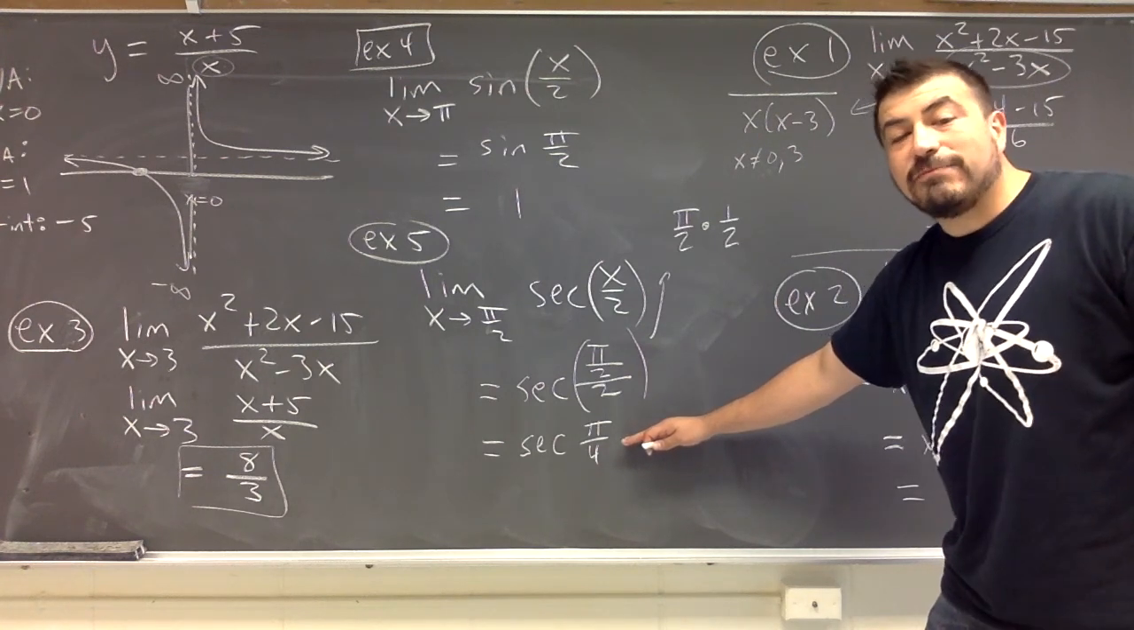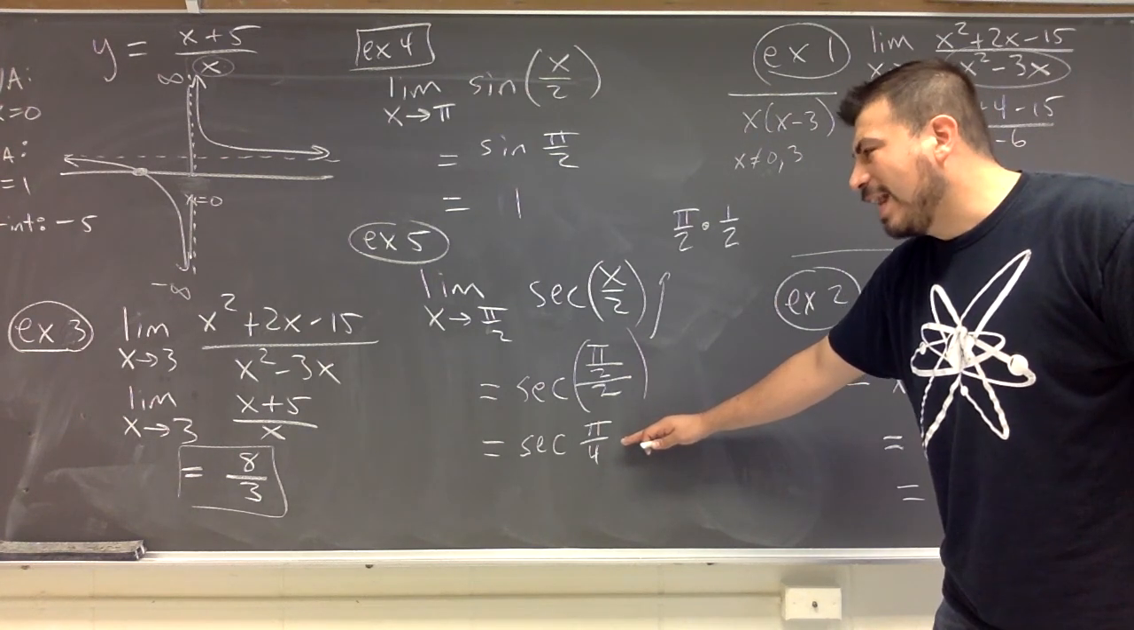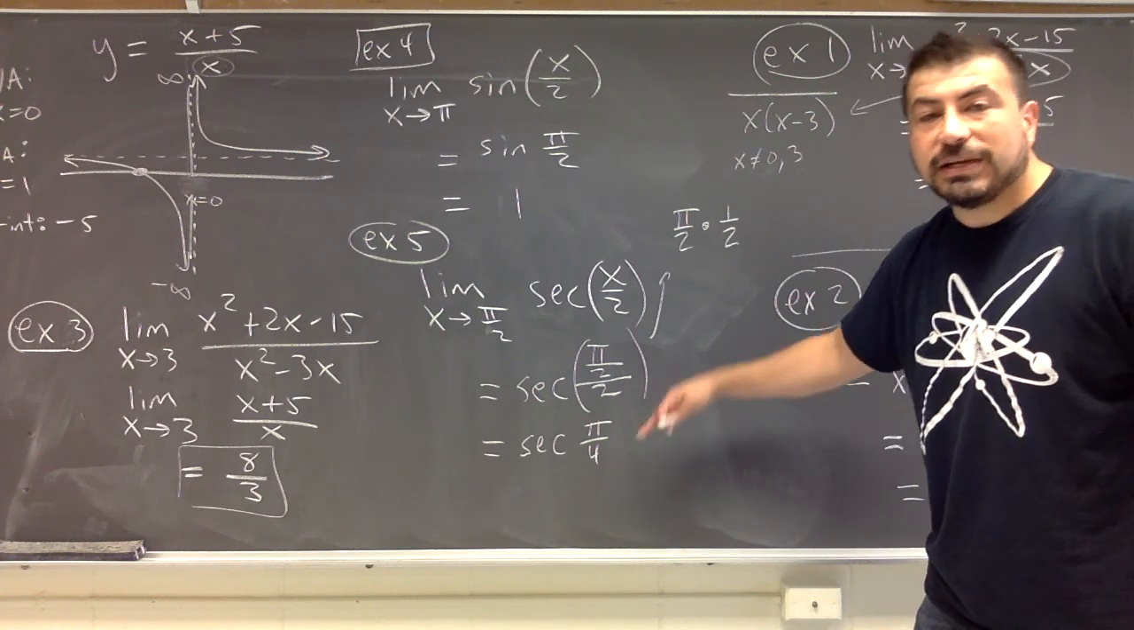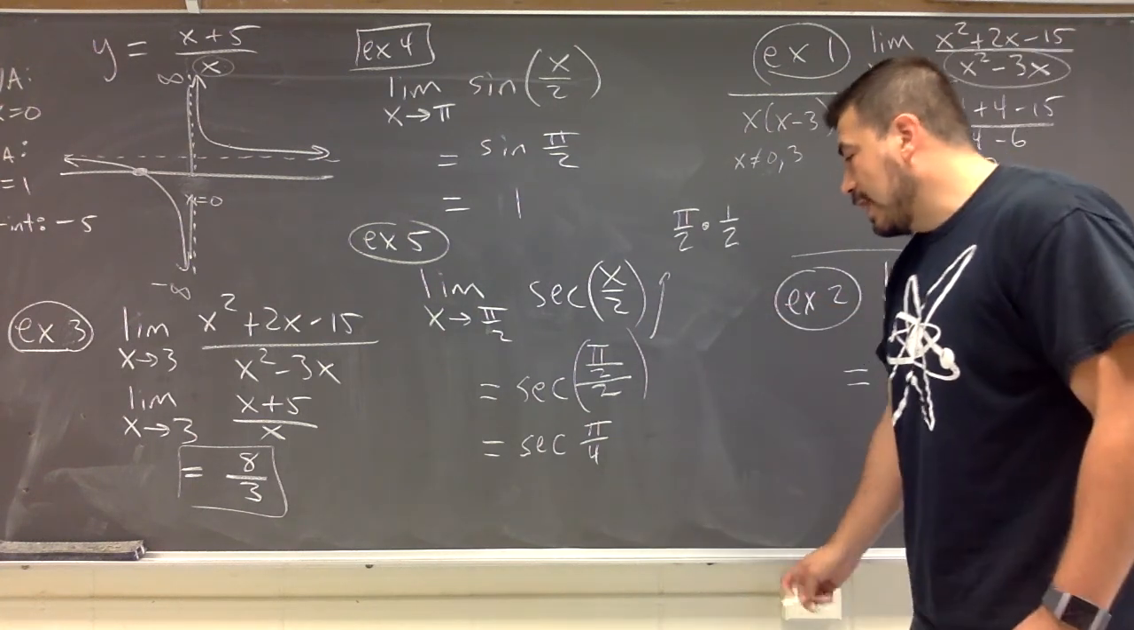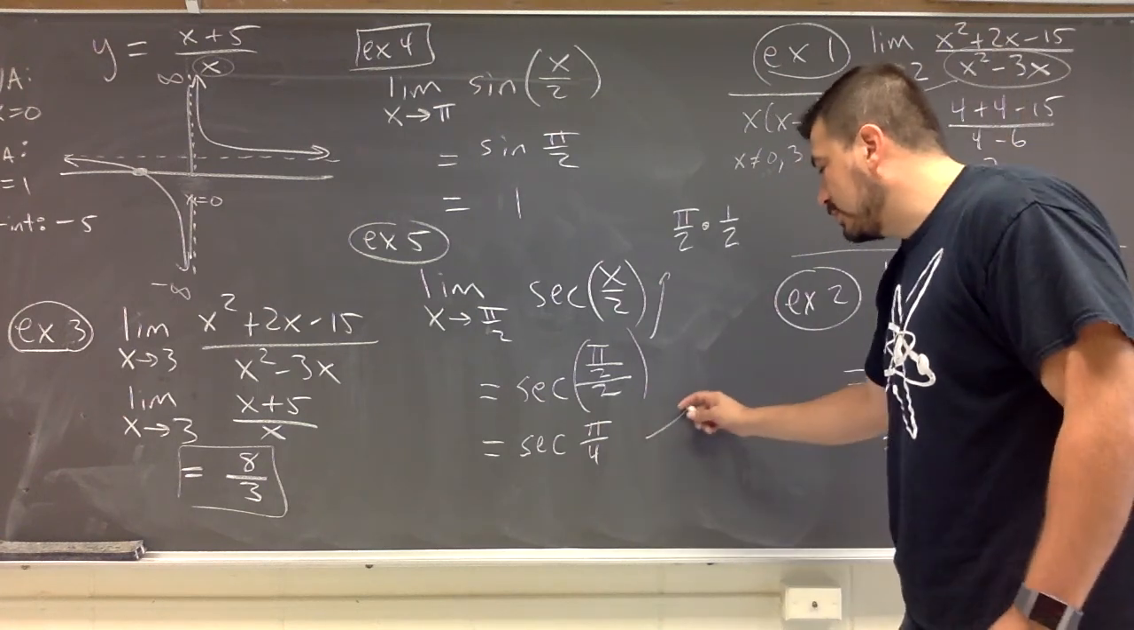Okay? So now the question is, can we figure this out? Because if we can, then we're done. That's our answer. If not, if it doesn't exist or something like that, then we're going to have to think things over again. So pi over 4, I know the coordinates, so I'm always using my unit circle.